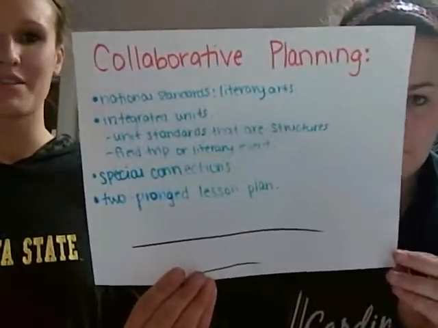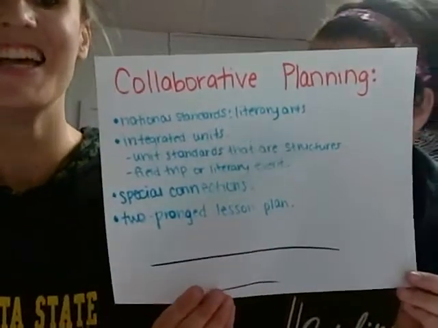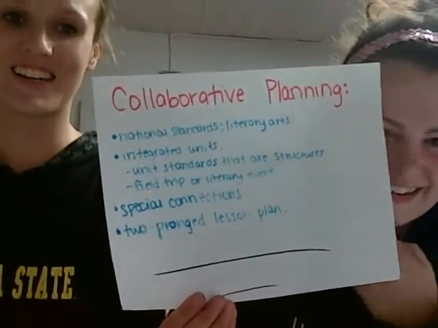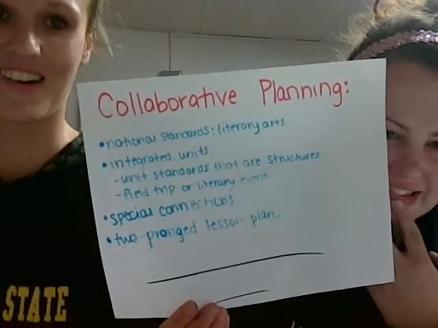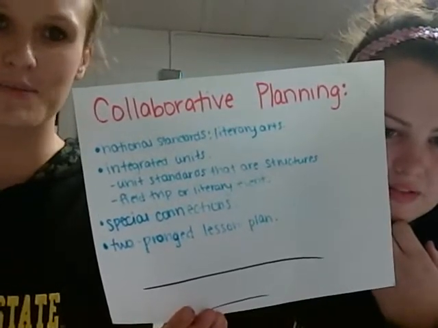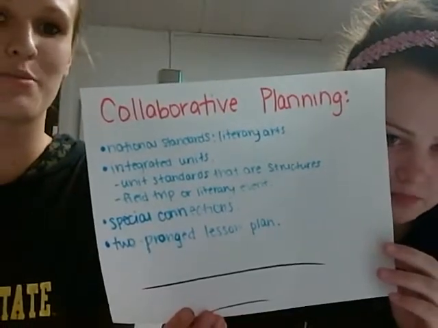The third one is collaborative planning, which is a national shortcut in the literary arts. Its integrated units are unit standards that are structured. It's field trips or literary events, special connections, and two-pronged lesson plans.